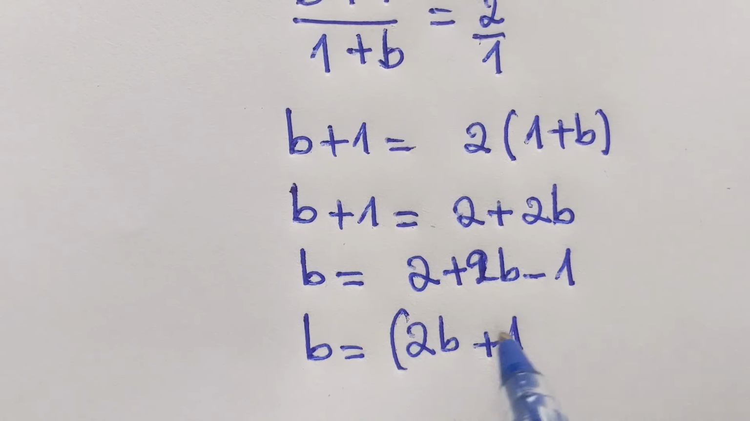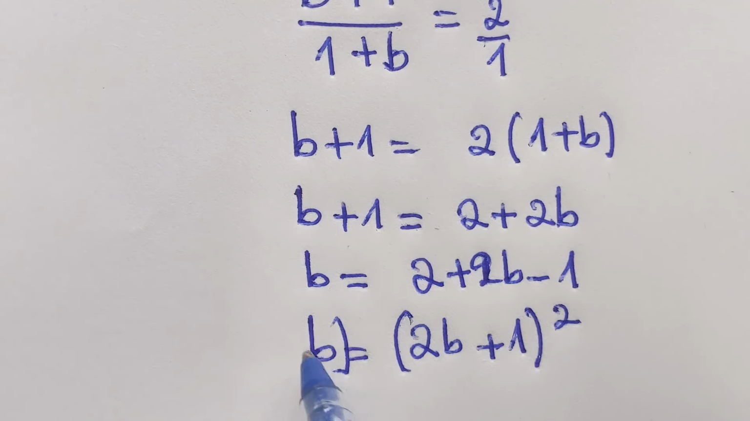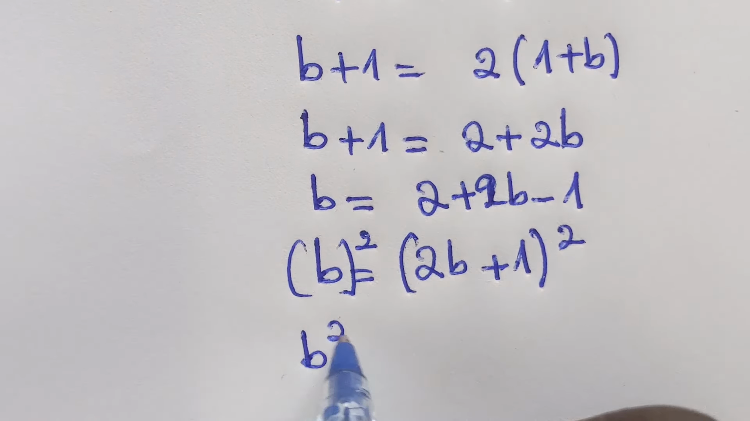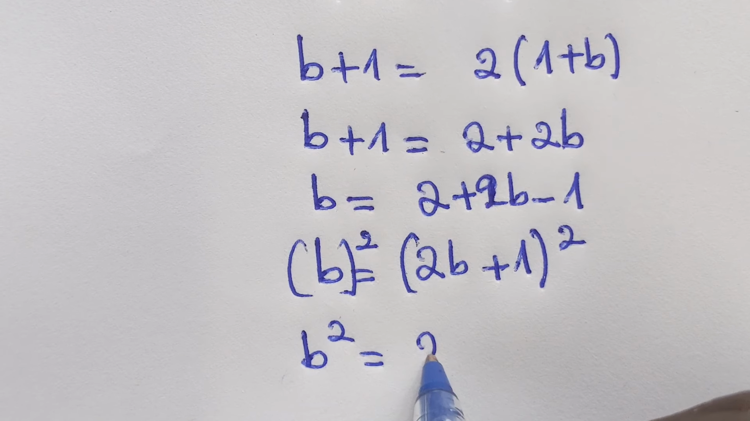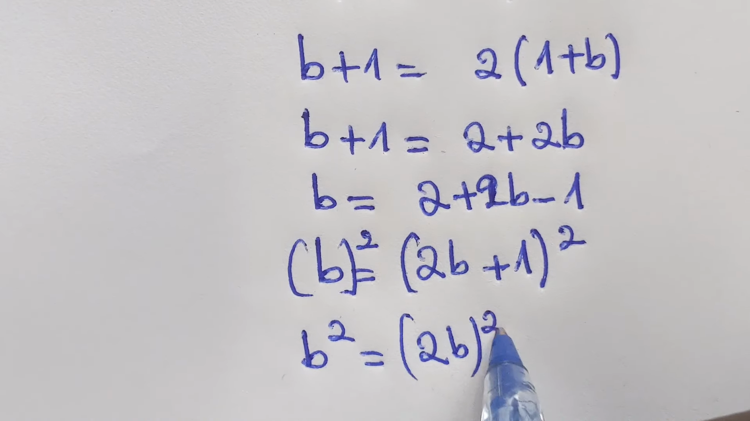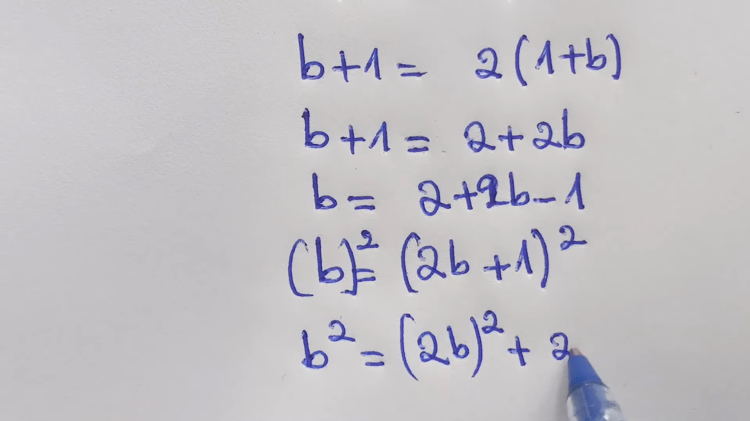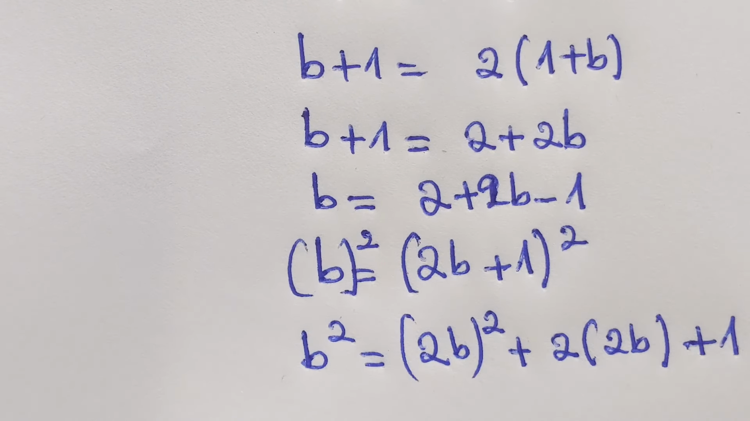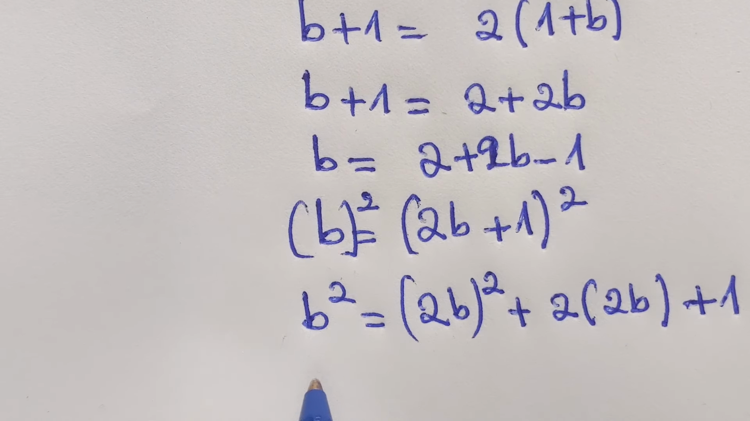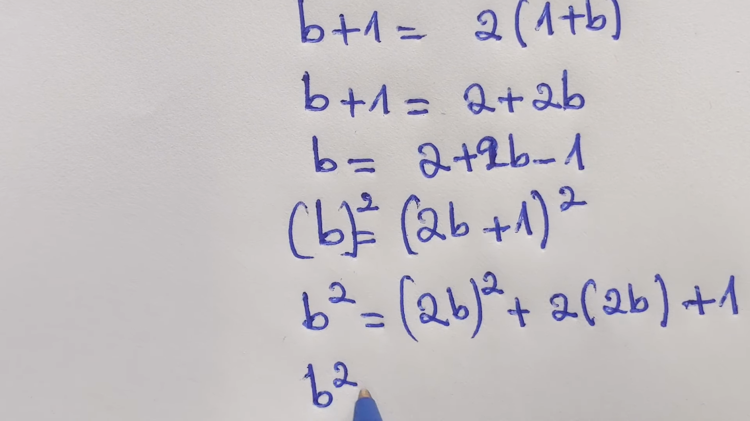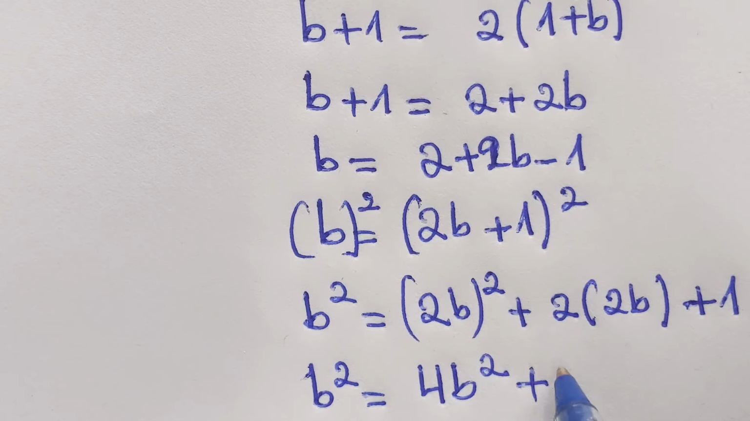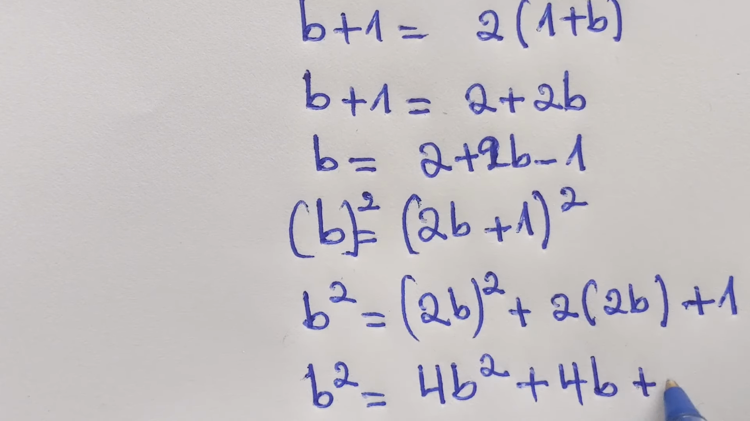Okay, then what are we going to do? We are going to square both sides to get b squared equal to (2b) squared plus 2 times 2b times 1, then plus 1 squared, which is equal to 1. Okay, then we have b squared equal to 4b squared plus 4b plus 1.